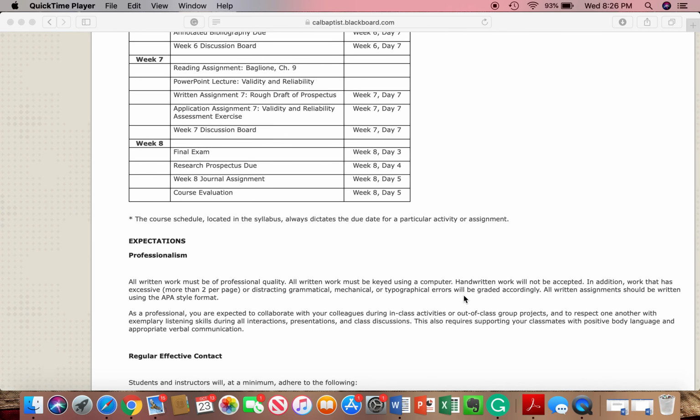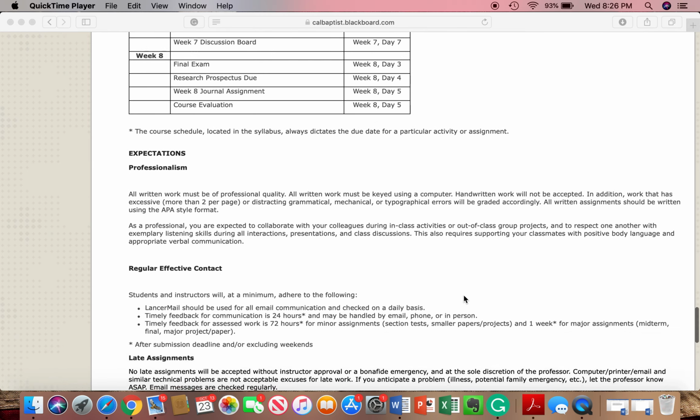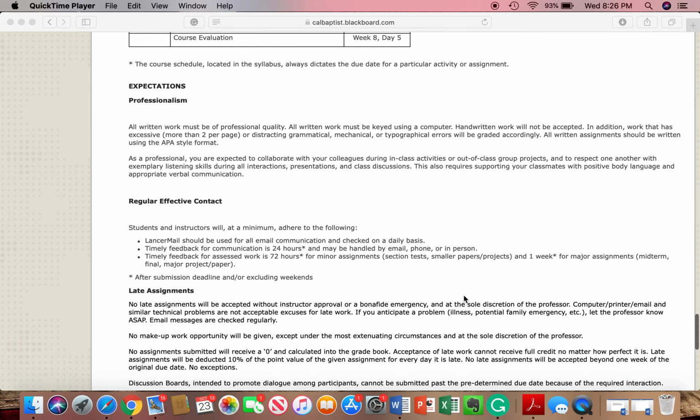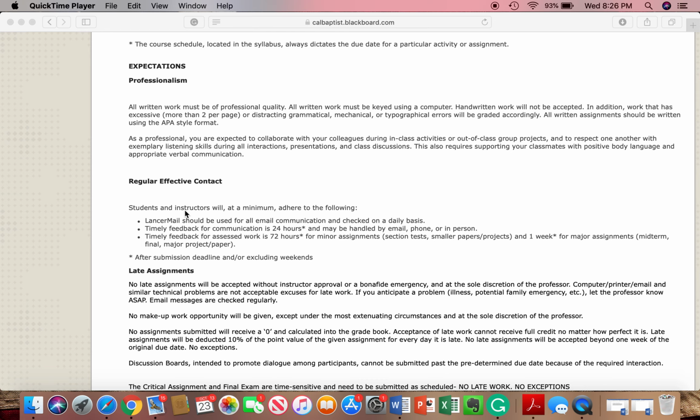Here are some expectations when it comes to professionalism, regular effective contact. I know that, like you, I have a device in my pocket that beeps every time I get an email or a text. So I know that we live in a very connected world. I'm no exception. I also know that as online students, you want instant feedback. When you have a question, you email me and you want an answer. I'll give you this guarantee: I will do my due diligence to get back to you as soon as possible.